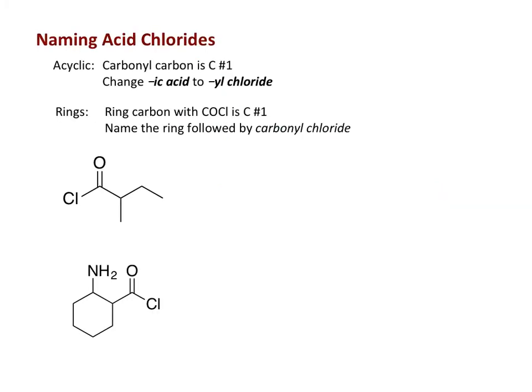So we're going to start with acid chlorides. And with all of these, just like carboxylic acid, the carbonyl carbon is going to be carbon 1. And as always, your parent chain is just the longest carbon chain in the molecule. So here's our parent chain here. Okay, so 4 carbons.